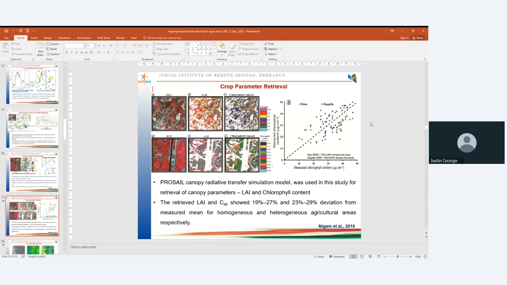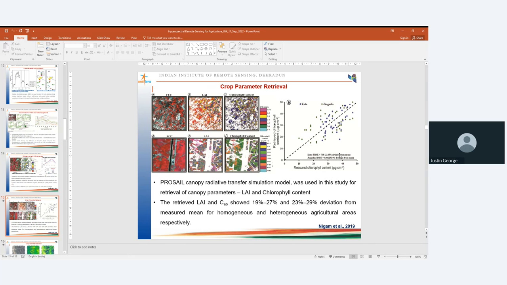So if you know the LAI and the chlorophyll content, there are many statistical as well as physical process-based models which can be used for prediction of crop yield from the particular area. So they were able to retrieve the leaf area index and the chlorophyll content, including chlorophyll A and B. They showed around 19 to 27 and 29% deviation from the measured mean, especially with respect to the homogeneous and heterogeneous agricultural areas.